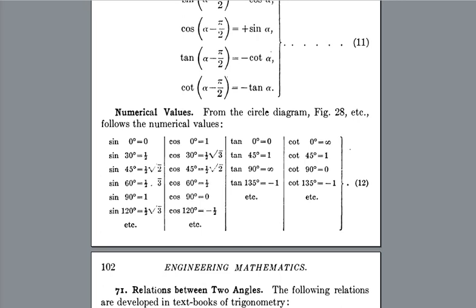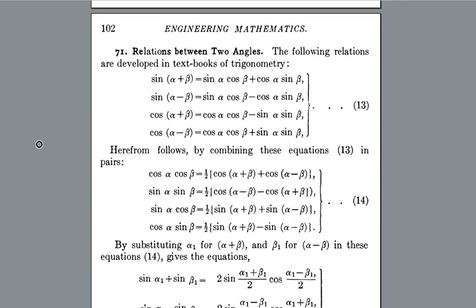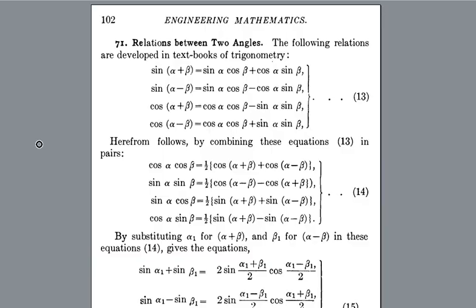71. Relations between two angles. The following relations between two angles alpha and beta are commonly developed in textbooks. The sine of alpha plus beta equals the sine of alpha multiplied by the cosine of beta plus the cosine of alpha multiplied by the sine of beta. The sine of alpha minus beta equals the sine of alpha multiplied by the cosine of beta minus the cosine of alpha multiplied by the sine of beta.